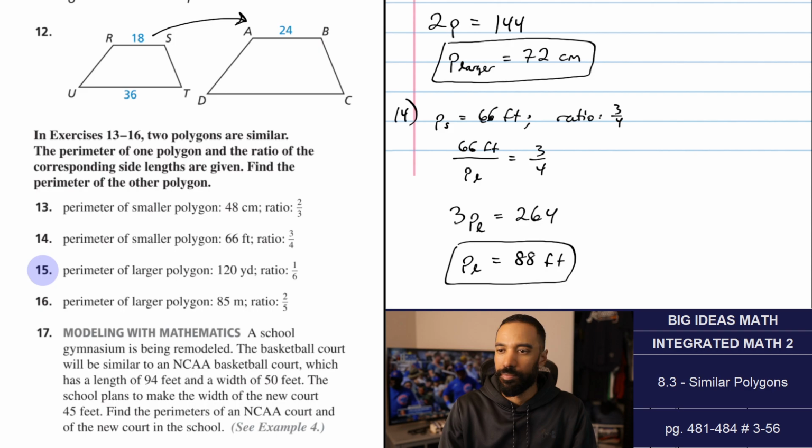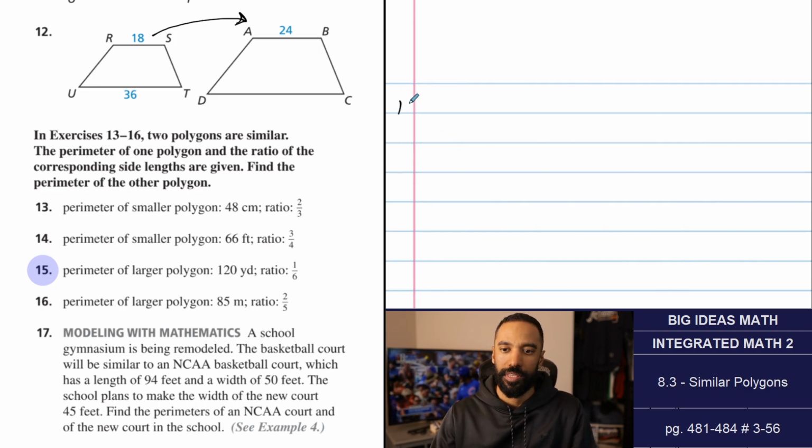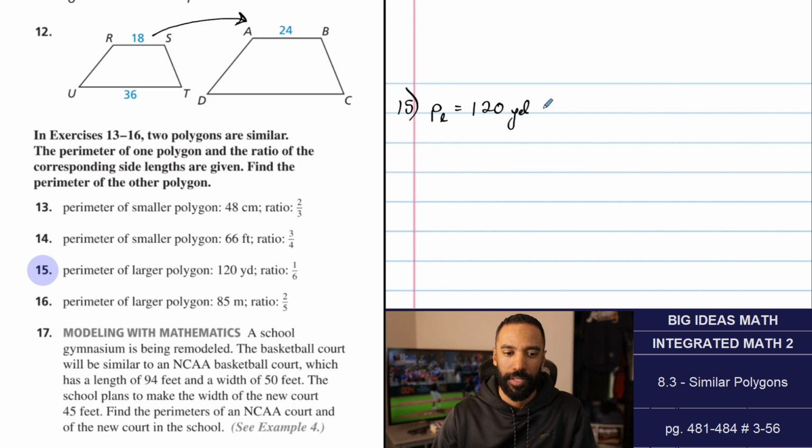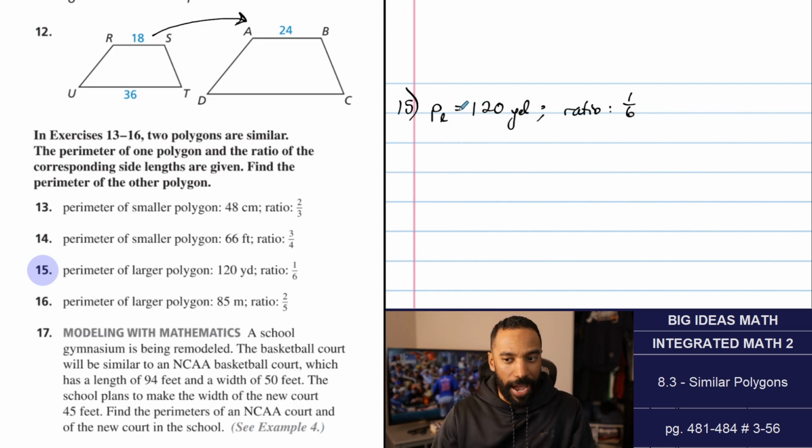Number 15. Now we have the perimeter of the larger polygon. So this is a P sub L, if you will. P sub L equals 120 yards. And the ratio is 1 to 6. Now, being 1 to 6, that is from smaller to larger. So when I do this one, I have the larger one.